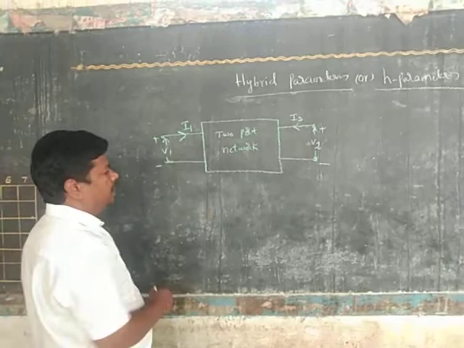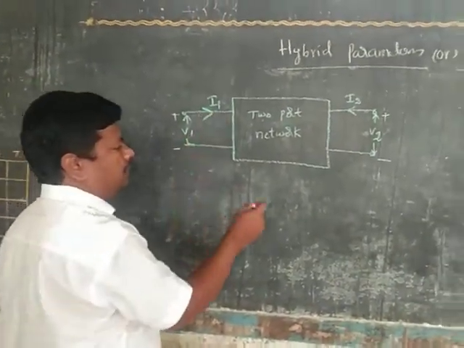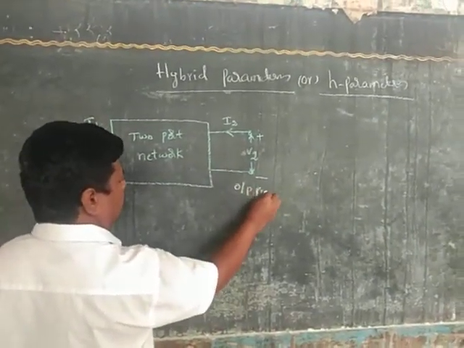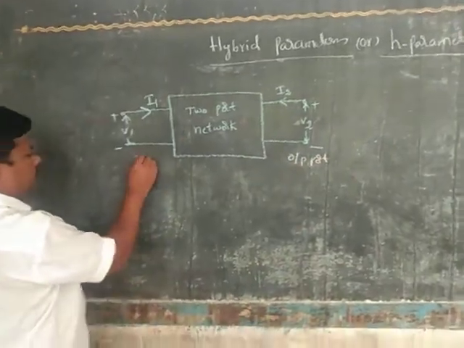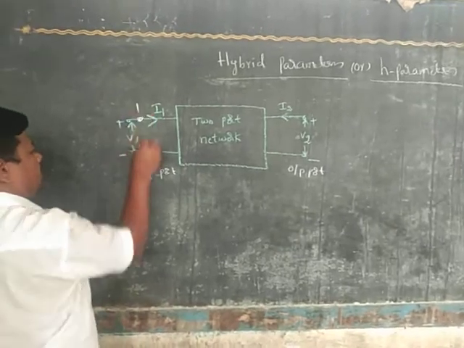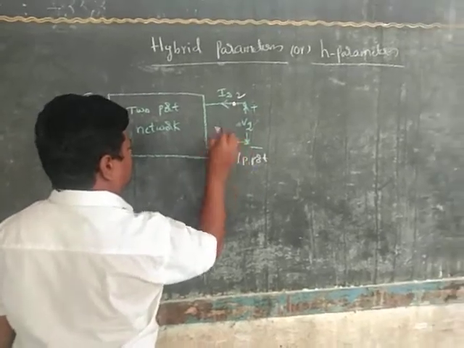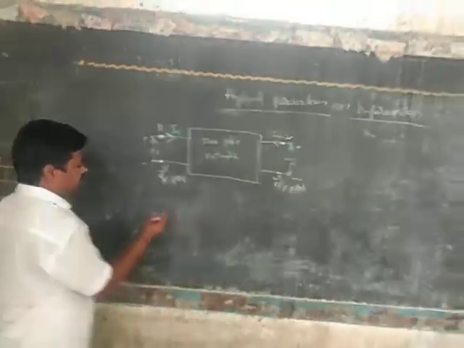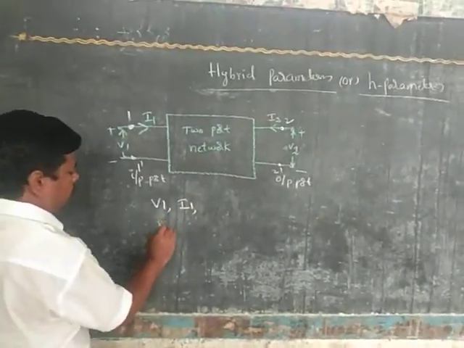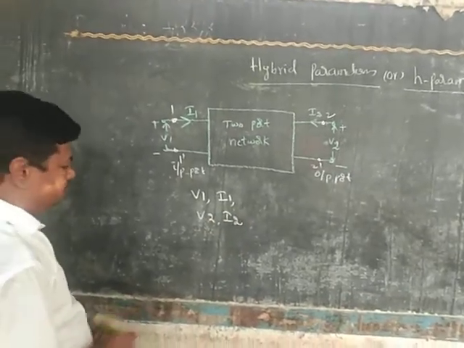So this is the generalized block diagram of a two-port network. Port 1 has voltage V1 and current I1. Similarly, port 2 has voltage V2 and current I2. This is the output port and this is the input port. We may indicate some nodes: 1 dash, 2 dash. The total 4 variables are V1, I1, V2, I2.